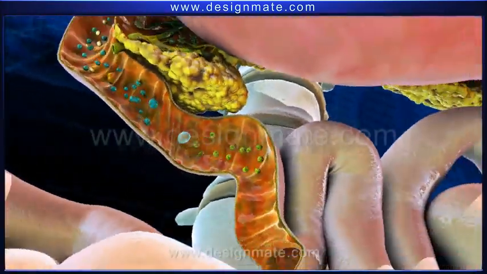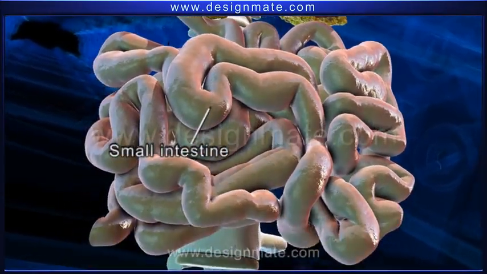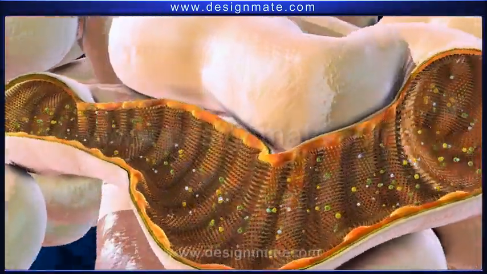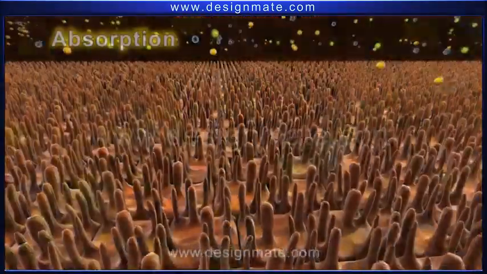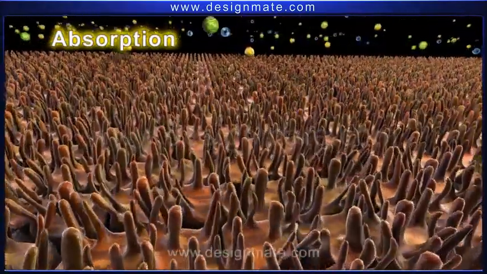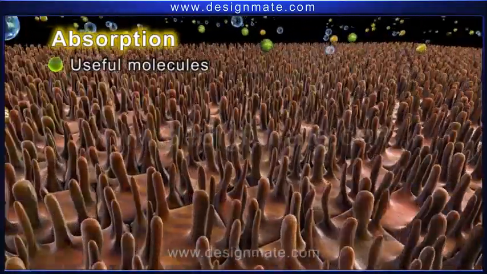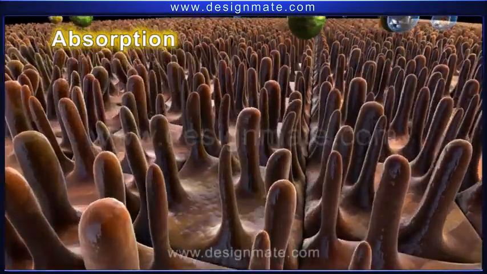After this, the digested food particles move into the lower part of the small intestine. A sectional view shows numerous villi on its inner surface. The digested simple food particles include the useful molecules, the waste particles, and some water molecules.